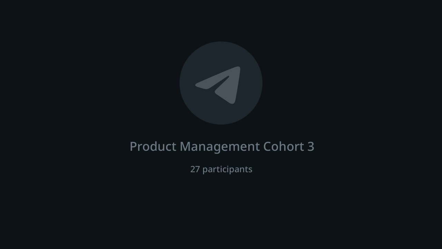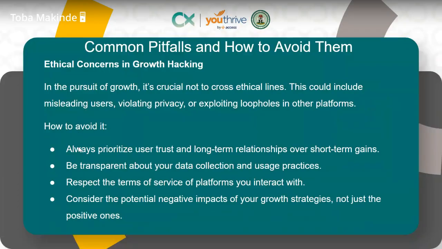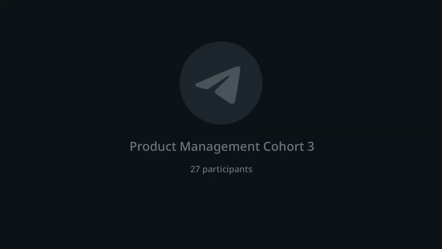There may be a growth that might work for 10 million. That might not be effective if you're looking to hit 500 million users. All right. So these are the things that you evaluate over time when you hit a certain milestone. Very important. So next one is the ethical concerns in growth hacking.